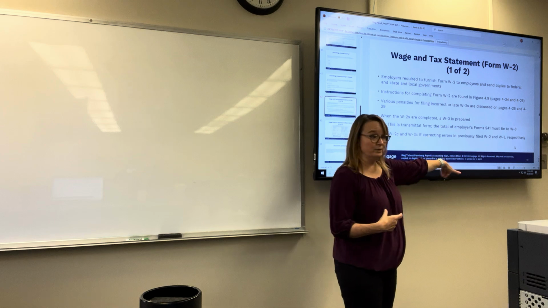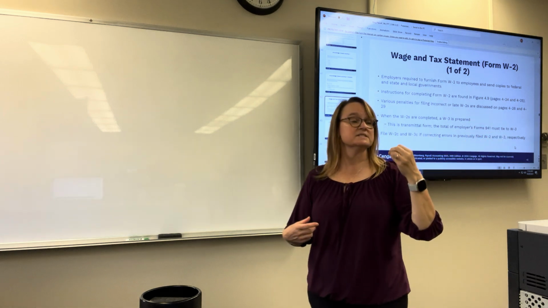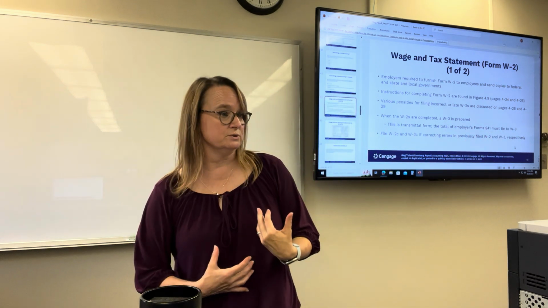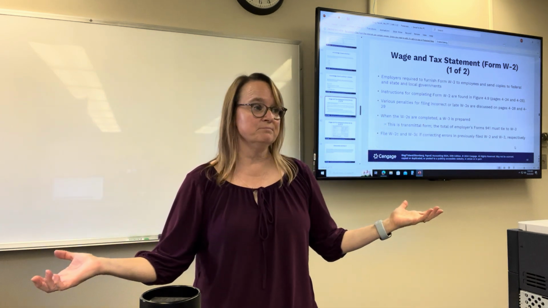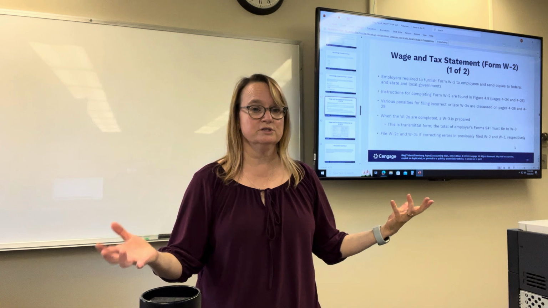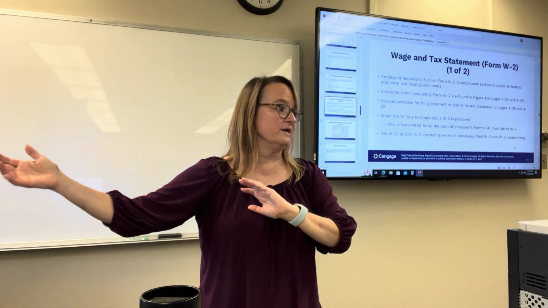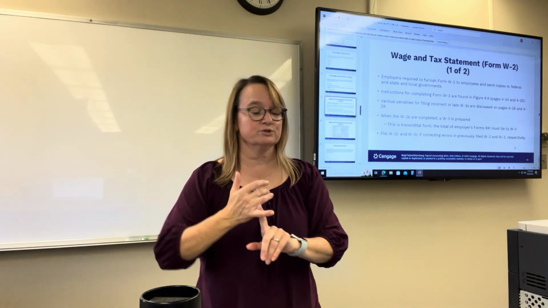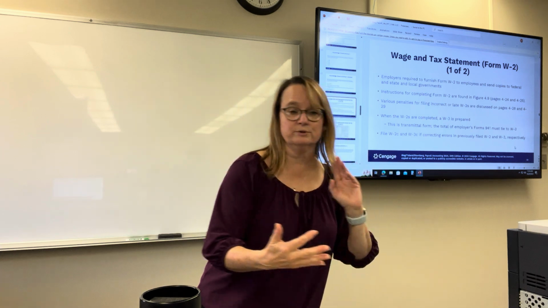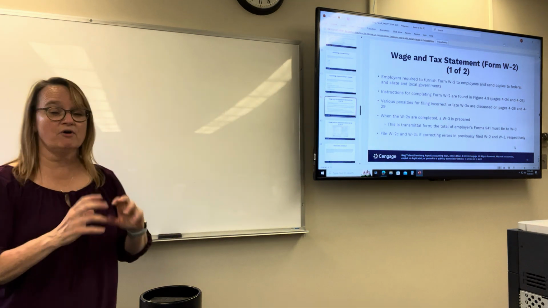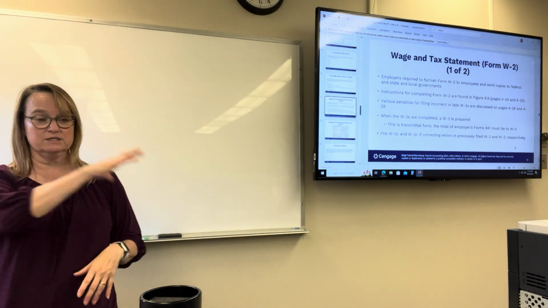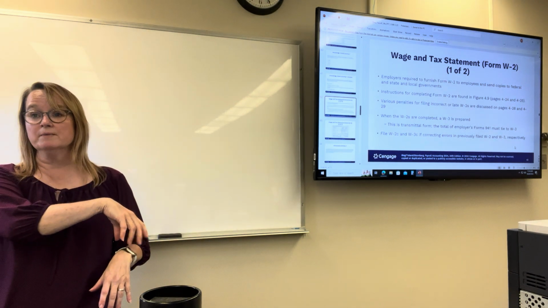The W-3 form is a summary form of all of the W-2s. So if you've got 10 employees, they all received wages, the sum of all of those wages and all of the withholding, the Social Security withholding, federal income tax withholding, Medicare tax, state withholding, a summary of all of that then gets added into the W-3 form.